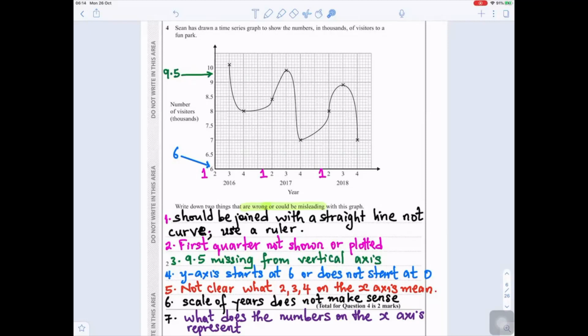Number 6. The scale of years does not make sense, because that's the scale, 2016, 2017, 2018. What's the gap and how is it numbered? It does not make sense. It is not clear. So what do those numbers on the x-axis represent? You can choose 2 of those reasons and use them, or you can write 3 of them or 4. But those are some of the things which are misleading on this graph.